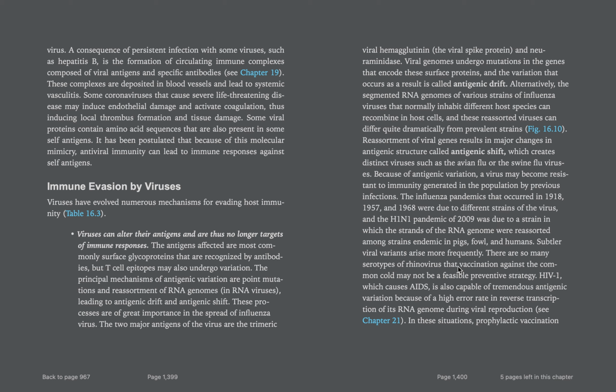Some viral proteins contain amino acid sequences that are also present in some self-antigens. It has been postulated that because of this molecular mimicry, antiviral immunity can lead to an immune response against self-antigens.